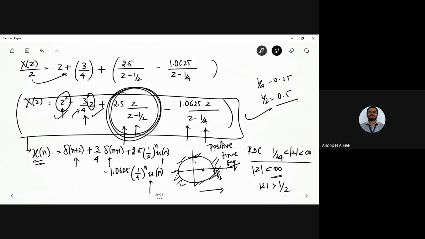So what happens if I change the ROC? Can you let me know what happens if this is the ROC? This one. I have highlighted it as a circle and written it as ROC. Okay, so what happens if it is the ROC over there?